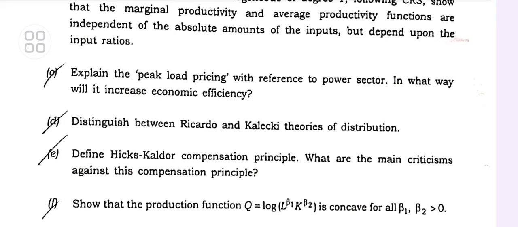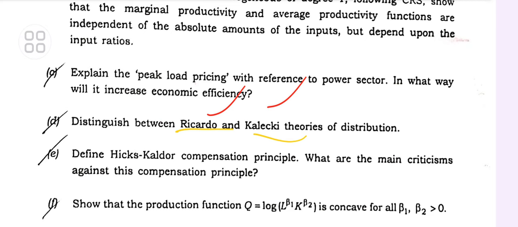Now macro, what is the difference between Ricardo and Kalecki theory of distribution? We have to say the difference. So what is Ricardo? Classical economics. Ricardo's theory is rooted in classical economics and focuses on the distribution of income between landlord, capitalist and worker. Labor theory of value, rent, all these things, and wages. And Kalecki, Marxian and Keynesian, totally different. The degree of monopoly, markup, pricing, totally different.